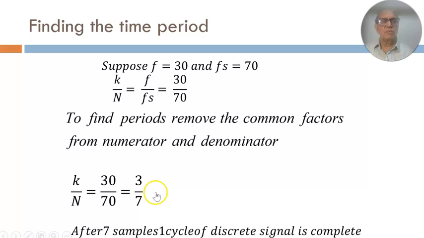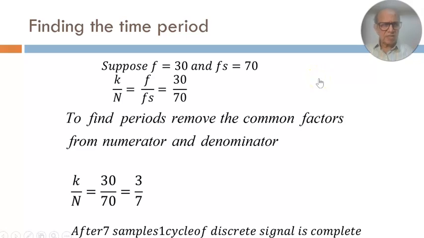So after doing all this, what have we found out? We have found out that if my original sine wave has a frequency of 30 Hertz, and if I sample it at 70 samples per second, then the discrete sine wave that I get repeats after 7 samples. That is what it means. So after 7 samples, one cycle of the discrete signal is complete.